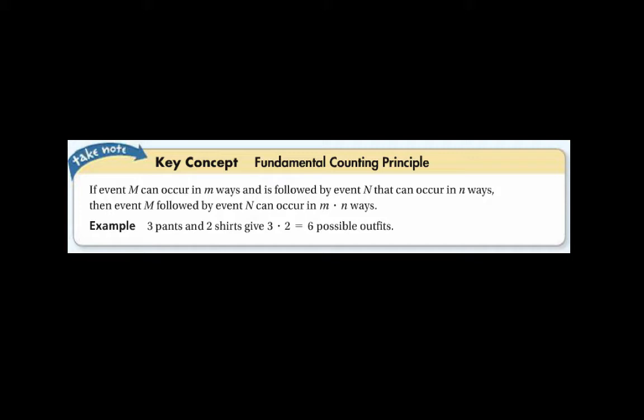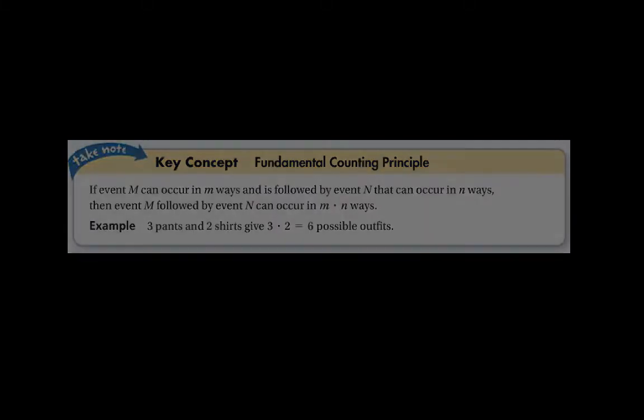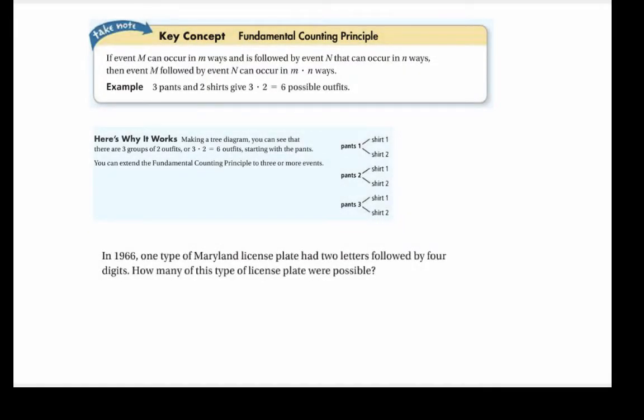Basic example: if you have 3 pants and 2 shirts, take 3 times 2, that equals 6. That tells you how many possible outfits you can make out of 3 pairs of pants and 2 shirts. And here in the blue box, it gives us an example of why it works.